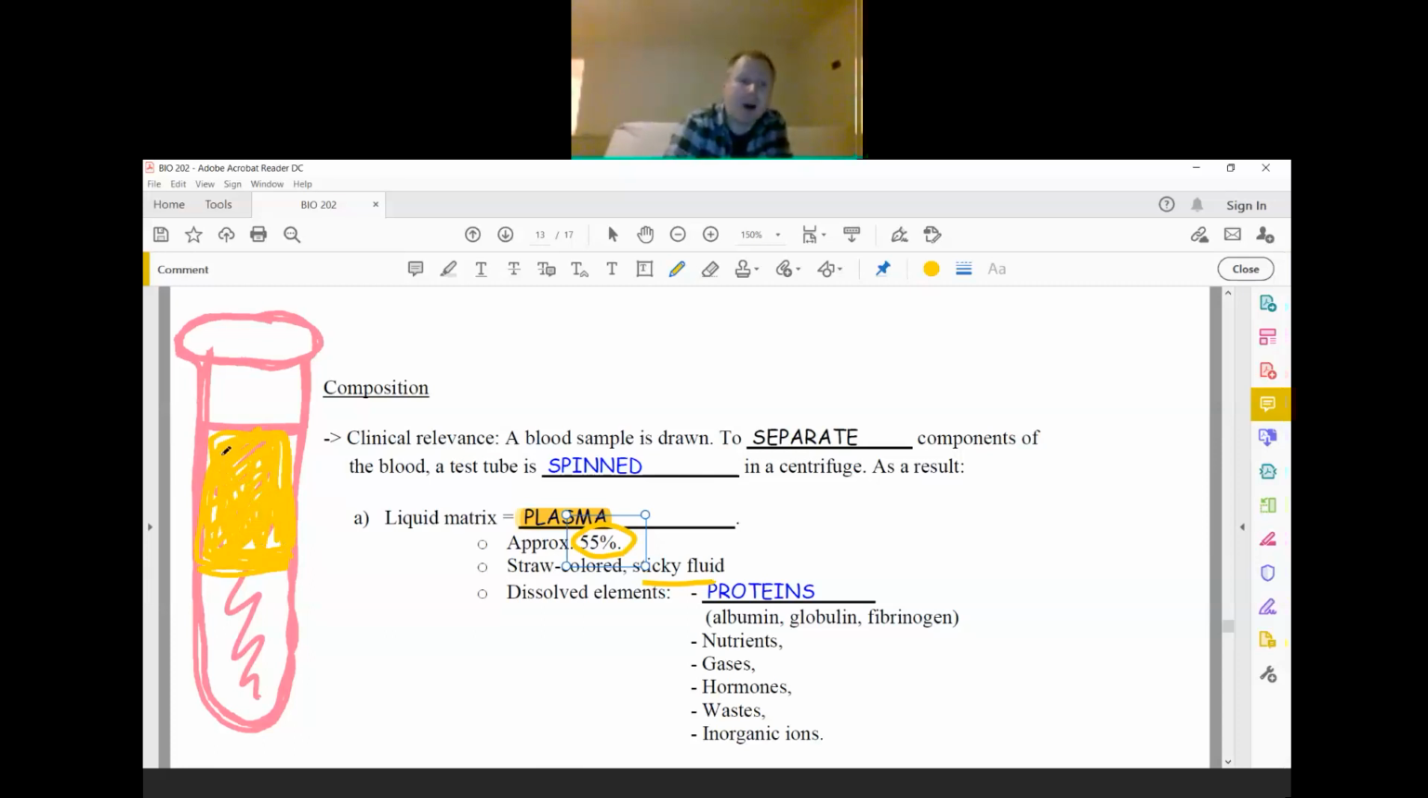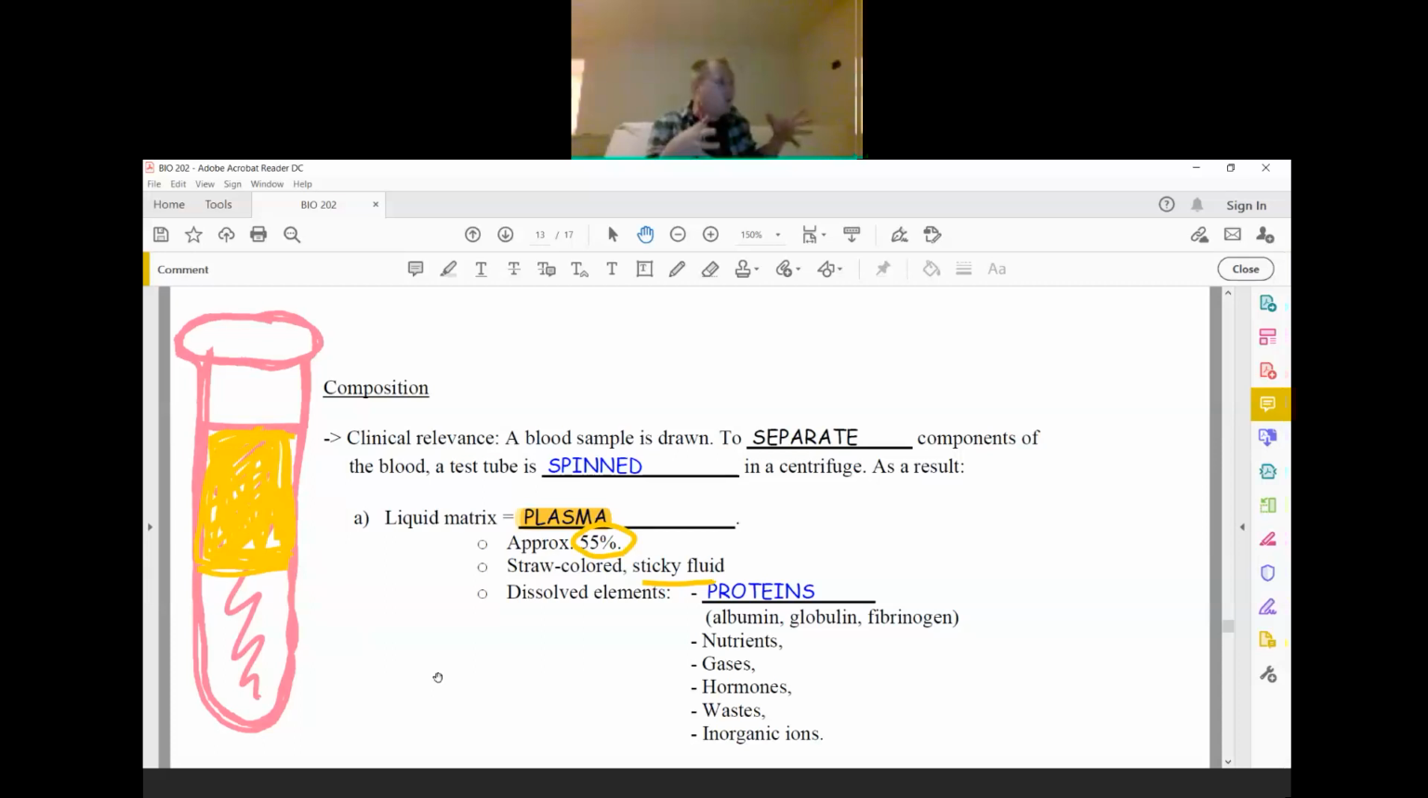Plasma contains a lot of things. Mainly proteins are the ones that I want you to be aware of. And I mentioned three proteins, albumin, globulins, and fibrinogens, as examples that are important. But in addition, plasma can contain a lot of other things: nutrients, gases, hormones, wastes, inorganic ions, and so on.